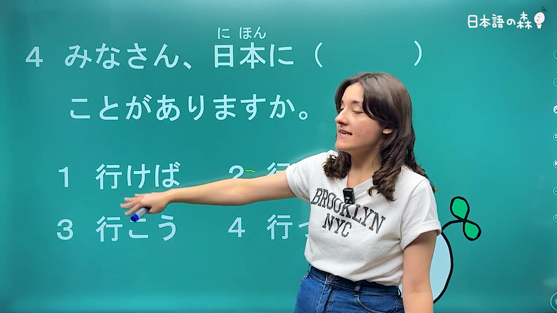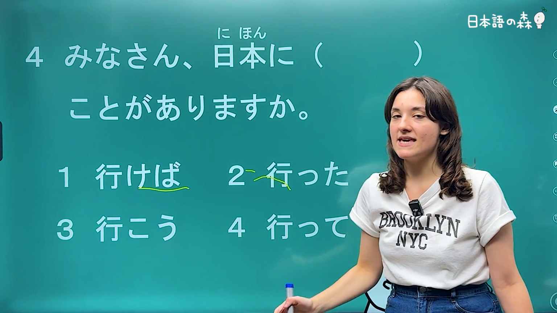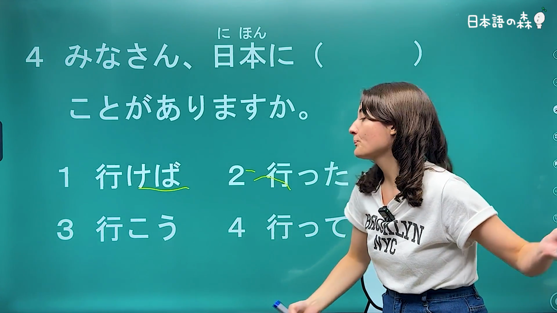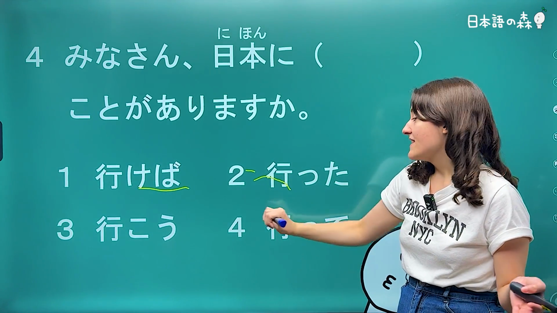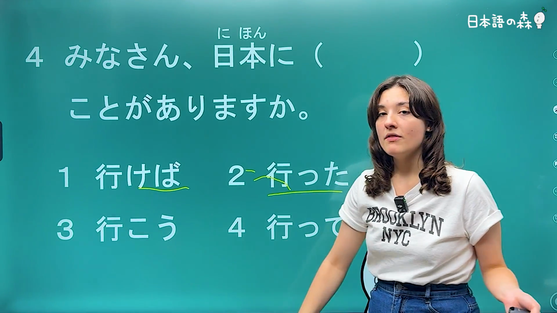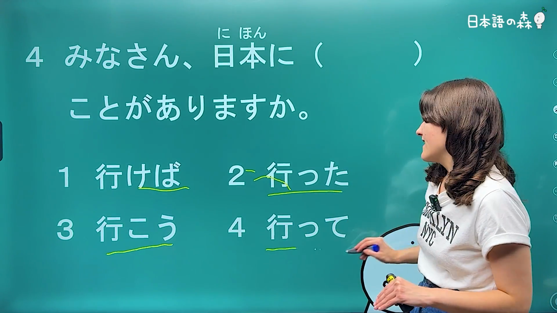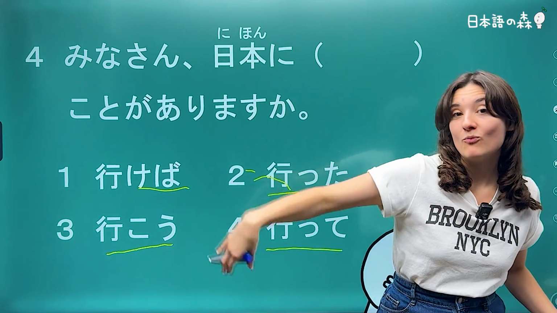So here we have 行けば. This is a conditional form, 行けば, like if you can go. 行った, this is the past plain form, so it's you did go. 行こう, this is the volitional form, so it's let's go. And this is 行って, so this is like a command. It's like you go, or like please go.